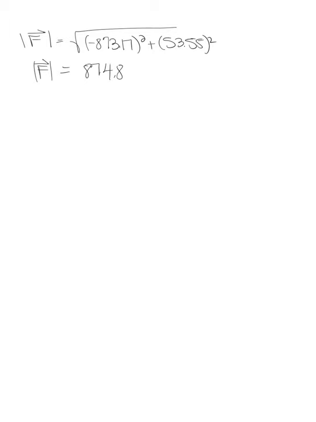And the magnitude of that force is going to be the square root of each of the components squared. So it's the square root of a negative 873.17 squared plus 53.55 squared. And so when I calculate this out, I get that the resultant force acting on the boat is going to be 874.8.